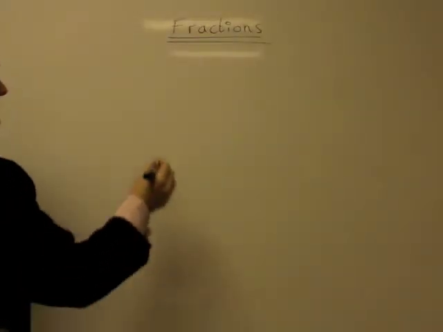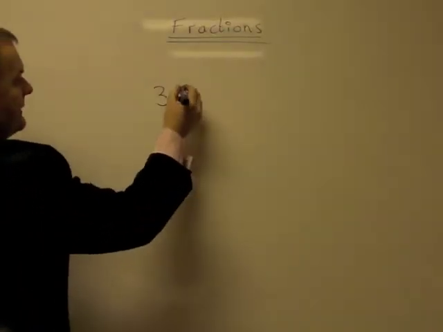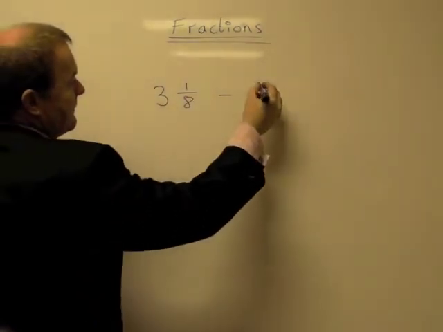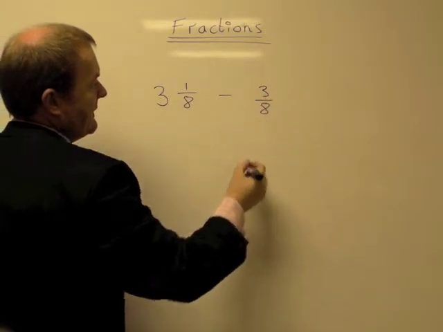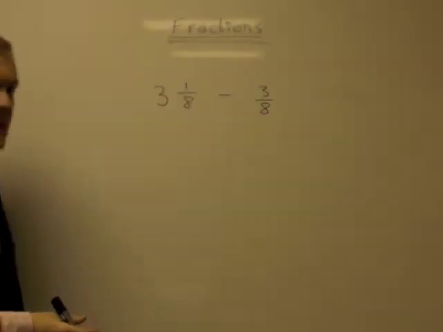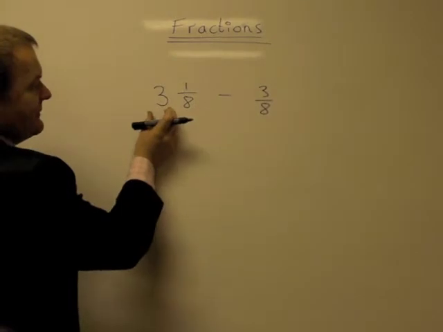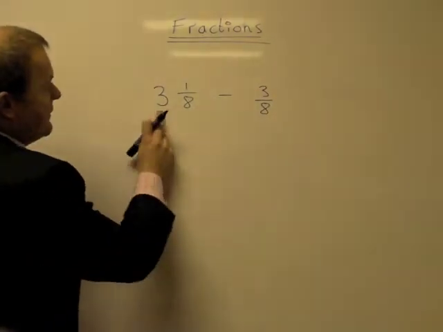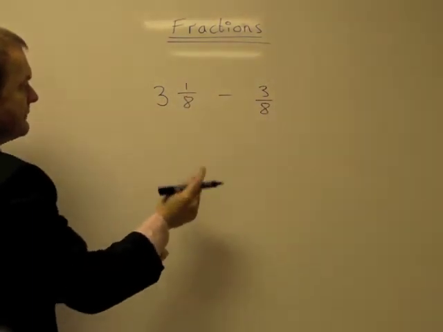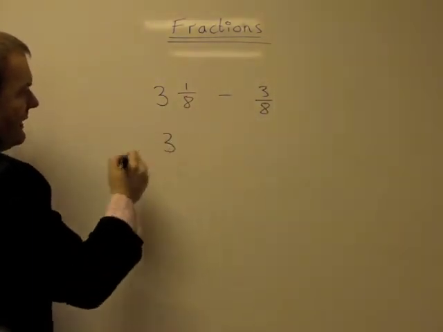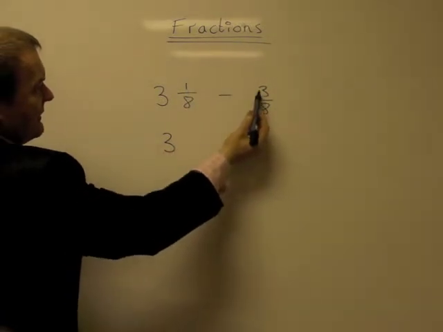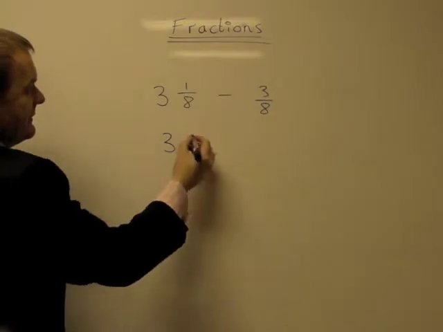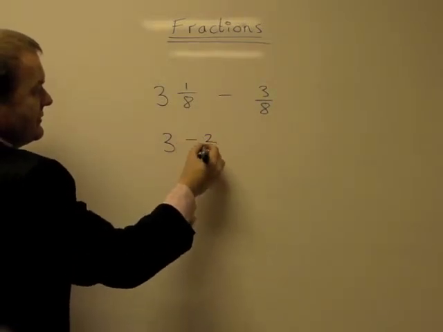And a harder one still. 3 and 1/8 take away 3/8. Okay, so I'm working with the same denominator, but this time I have to get the whole number involved. So what's happening here? 3 and 1/8 take away 3/8. Now, I can keep my whole number there. 1/8 take away 3/8. I'm going to go into negative numbers here. 1 take 3. I'm going to go into negative 2.